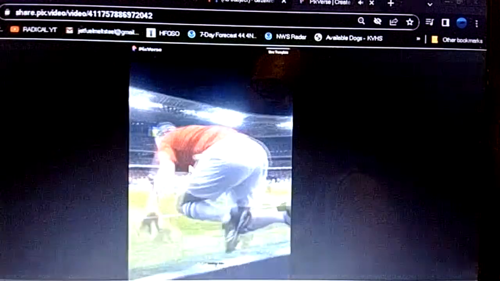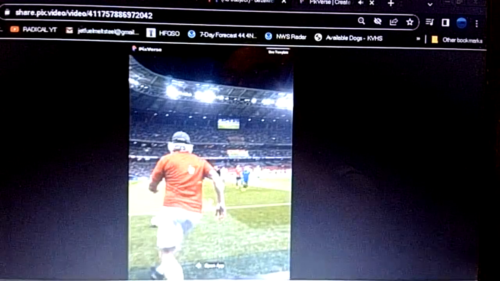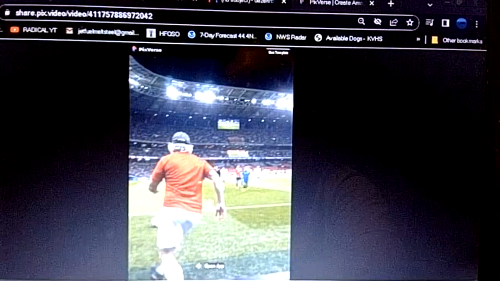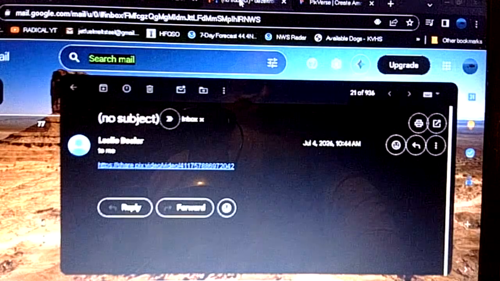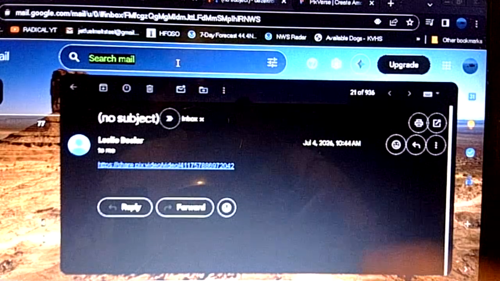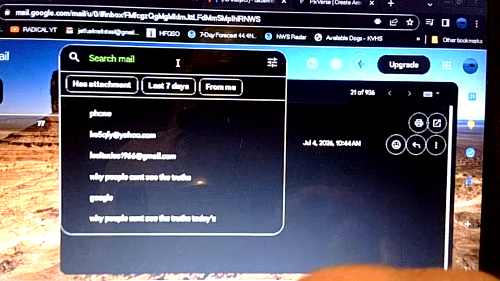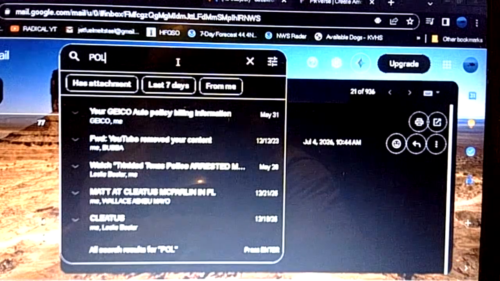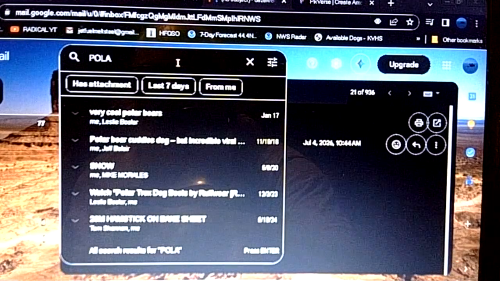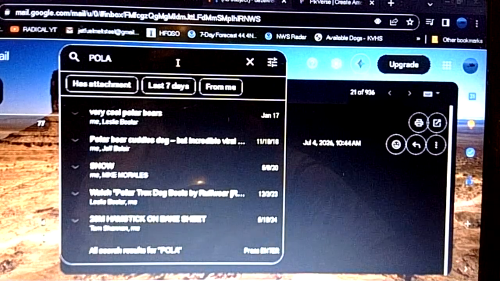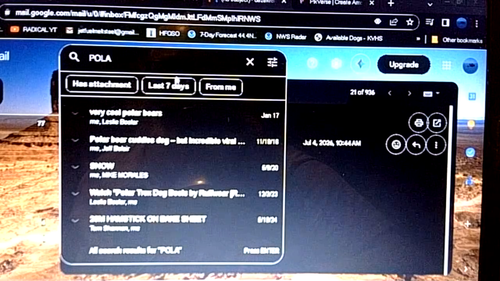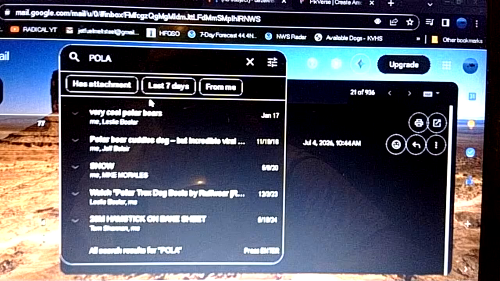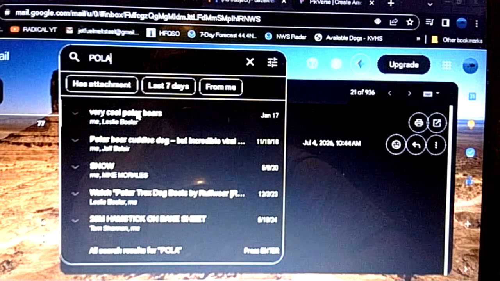Don't you wish you could move like that now? Oh, yeah. That's great. Well, she got a bunch more. It's just finding them. I don't know if I'll find a polar bear. That one freaked me right out. There's one with a polar bear. There it is. Polar bear cuddles dog. No. Very cool polar bear.